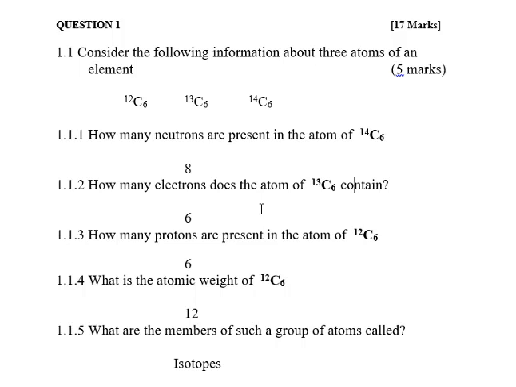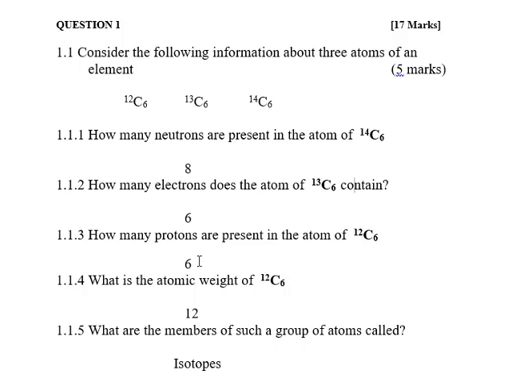How many protons are present in the atom of carbon 12? Now, for this carbon here, the number of protons is always equal to the atomic number. And since our atomic number here is given as 6, it means that the number of protons is what? 6. So that's how we got our 6 here.